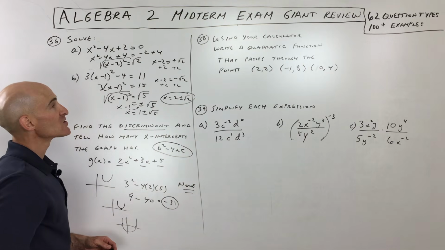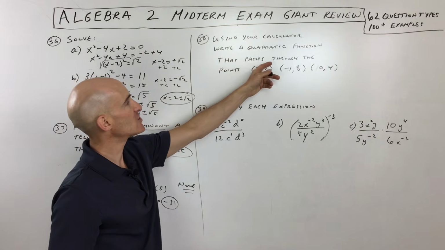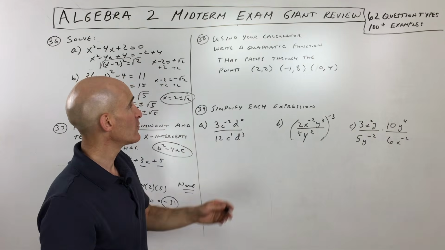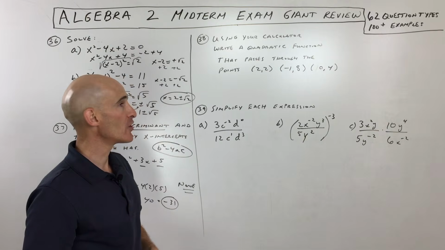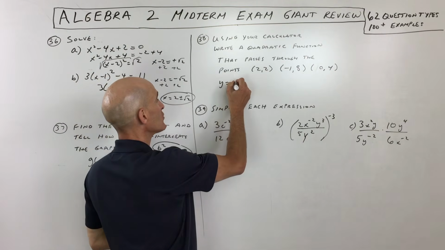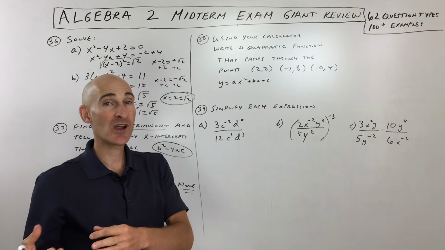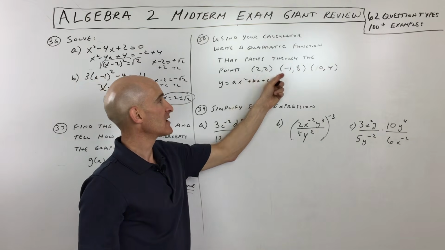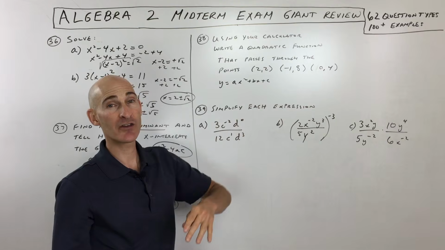Okay. So going on to number 38, it says use your calculator to write a quadratic function that passes through these 3 points. Now there's a lot of different ways to do this. One way would be to write a system of equations, because you've got 3 variables and 3 unknowns in your y equals ax squared plus bx plus c. Another method is to use the quadratic regression feature on your calculator. By plugging in these values in your data and then going to quadratic regression, it'll calculate it for you.